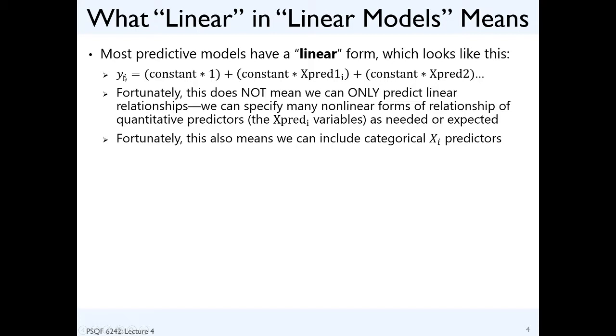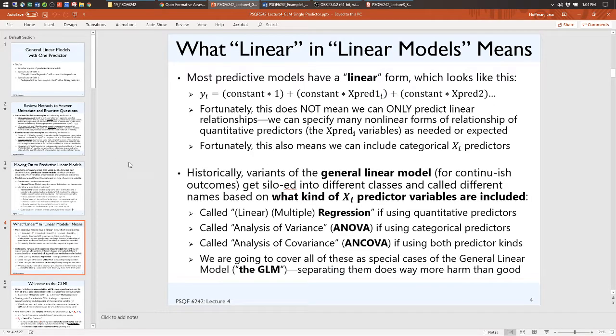What does that notation mean? Person i. It is the y outcome for person i. So that means y for each individual. That's what i means. It is a function of some constant times 1. So that's in there just to keep the form the same. Constant times an x predictor sub i. So that would be the x for person i that goes with this predictor. Plus x, looks like my i got dropped off of that one. Let me fix it. X predictor 2, and so on.